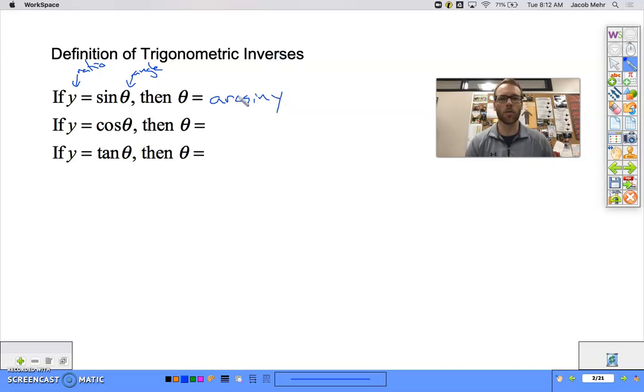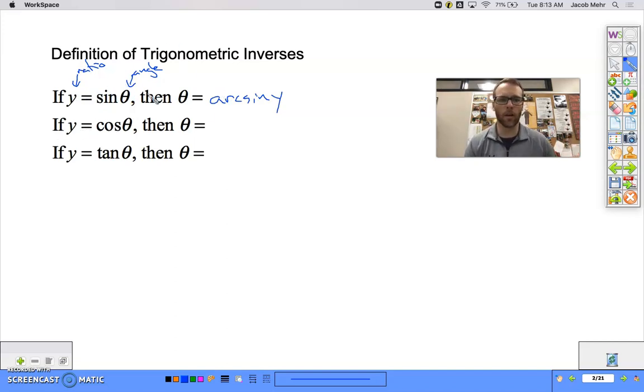Oftentimes I like to read the arc sine of y as the angle whose sine is y. Remember that arc sine, just like arc cosine and arctangent, allows you to solve for the angle. The arc sine is equal to the angle. So my phrase again: arc sine of y is the angle whose sine is y.